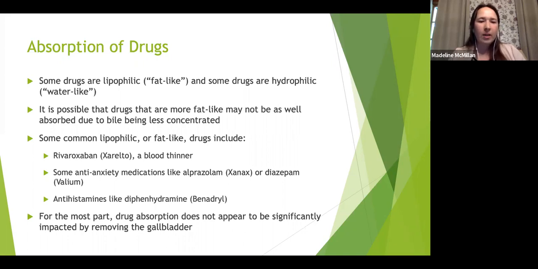But for the most part, it doesn't seem like drug absorption is drastically changed by removing the gallbladder. Like I said, we do think that fat-soluble or fat-like drugs might be absorbed a little bit less, but we are still learning about this, and it doesn't appear that it will significantly impact how well the drugs work. So overall, removal of the gallbladder is something that most people tolerate just fine. It can affect your digestive system a bit, but usually your body adjusts and you get used to it over time. And it doesn't really cause a drastic change to your body.